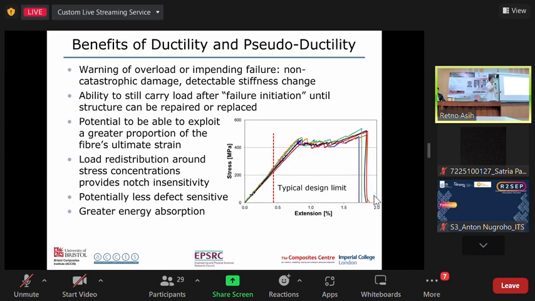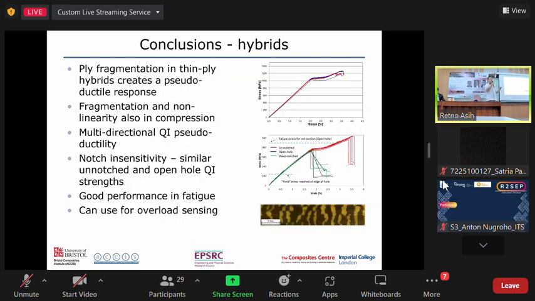And also, if there's a hole in this hybrid composite, we were able to redistribute the load. So when the load is distributed, it won't fail easily. And it means that we have greater energy absorption and higher toughness.